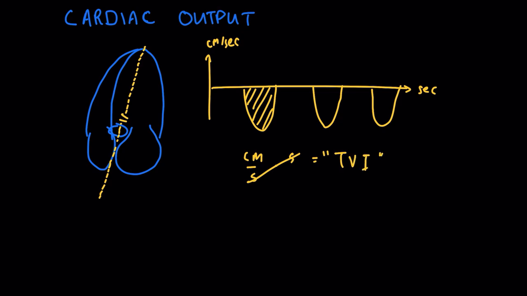Well, I want you to imagine here that we've got a little slug of blood, we'll draw it in red, that is pumped out with each heartbeat. The question is, what are the dimensions of this cylinder? Because if we can figure out those dimensions, then we know stroke volume. And to get the length, this length is actually the time velocity integral.